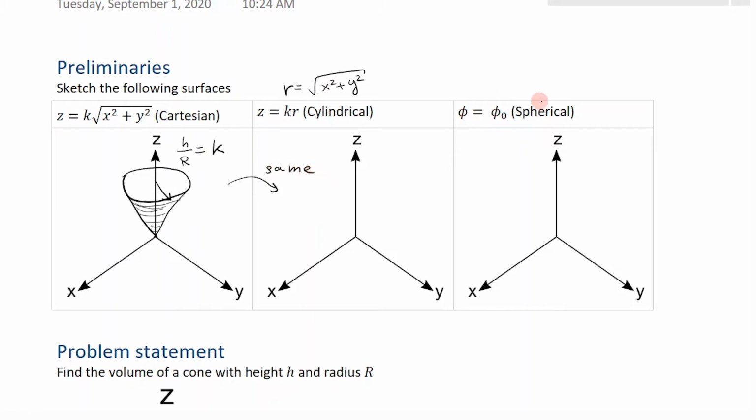Now here we are saying that phi equals some constant, so this is the spherical coordinate description. And this also describes a cone where the angle between the cone and the z-axis is equal to phi naught.